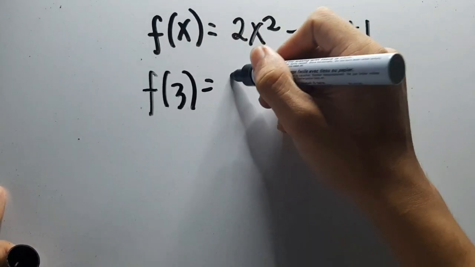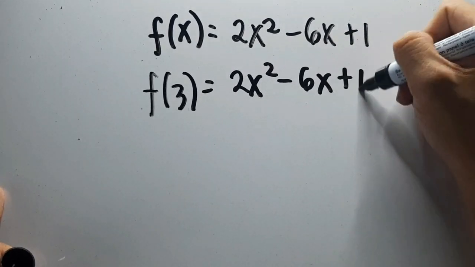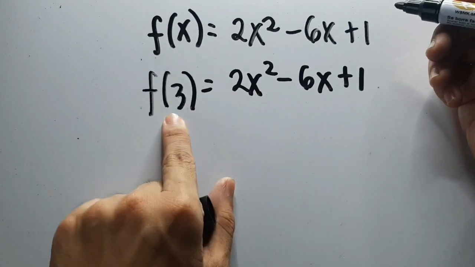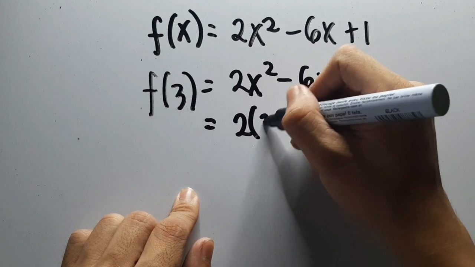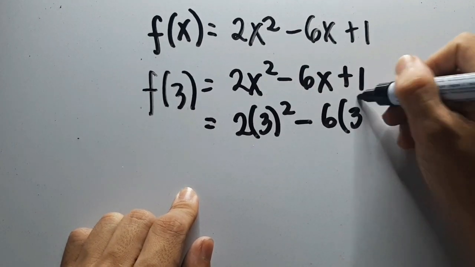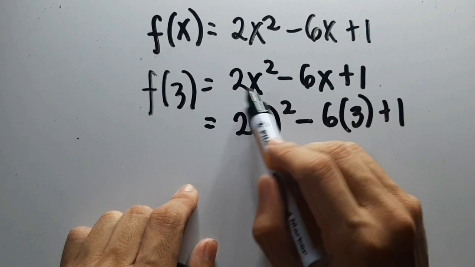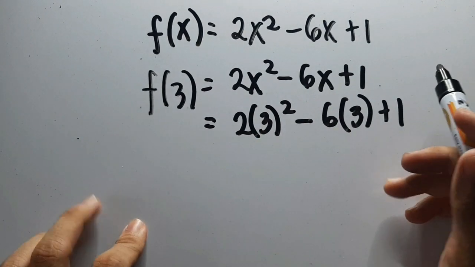So, rewrite the given, which is 2x squared minus 6x plus 1. So, we will change the value of x into positive 3. So, we have 2 multiplied by 3 squared minus 6 multiplied by 3 plus 1. Inuulit ko, papalitan natin ang value ng x into 3. So, we have 3 in this part and 3 in that part.